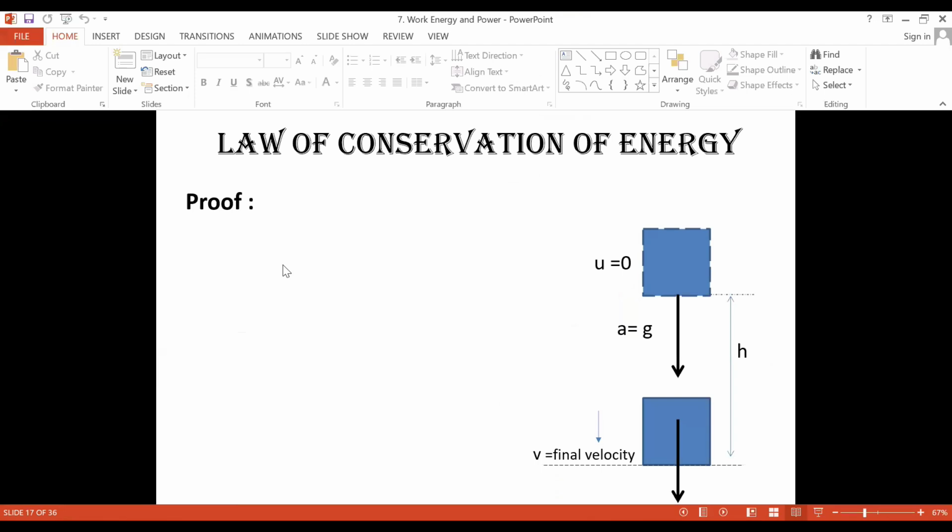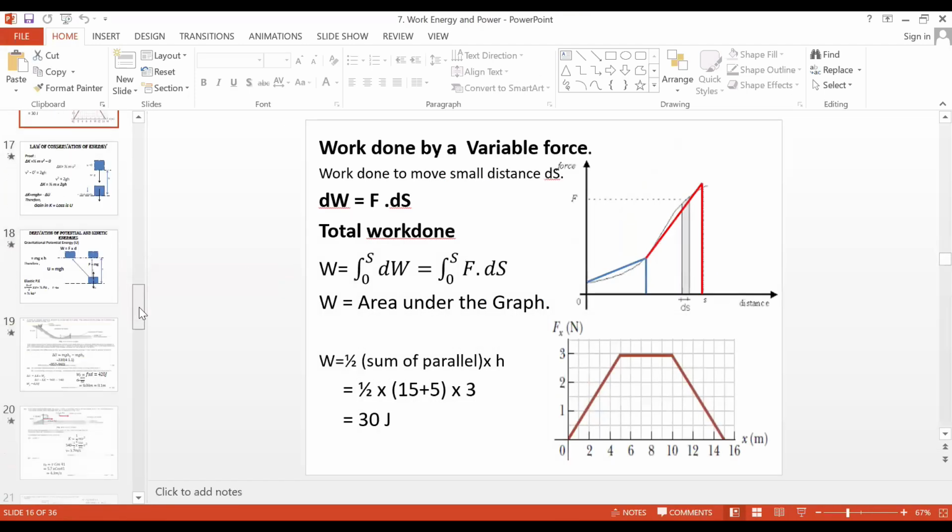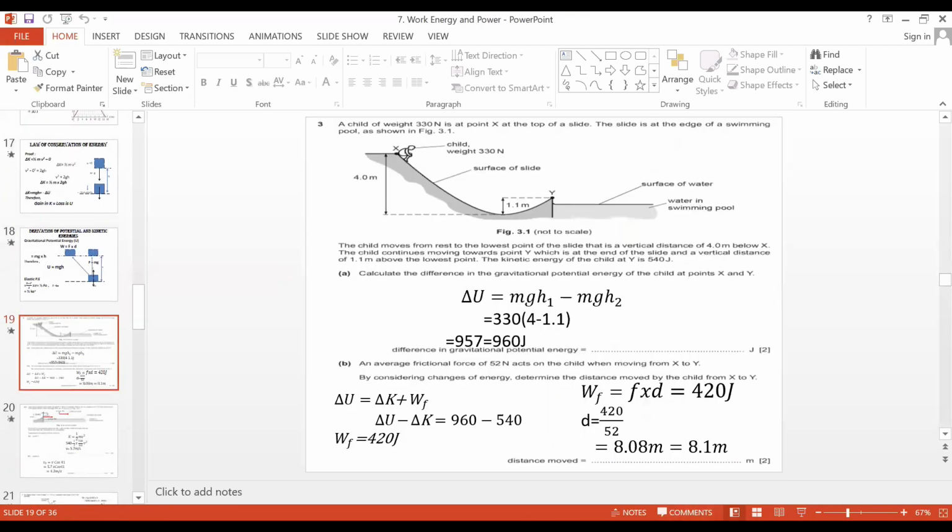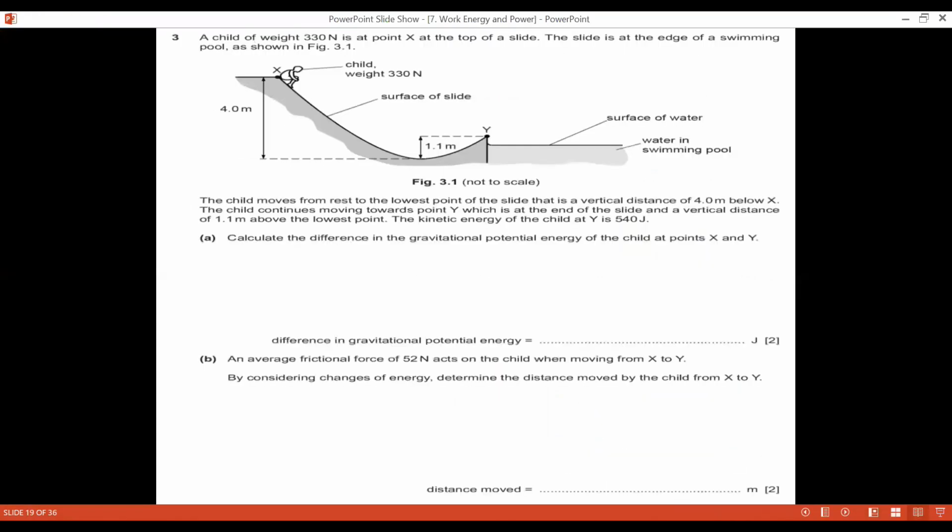Okay, next up देखते हैं question. Let's see some questions. Okay, find the question. We have a student who is at a height of 4 meters. He's a child on a surface of slide.